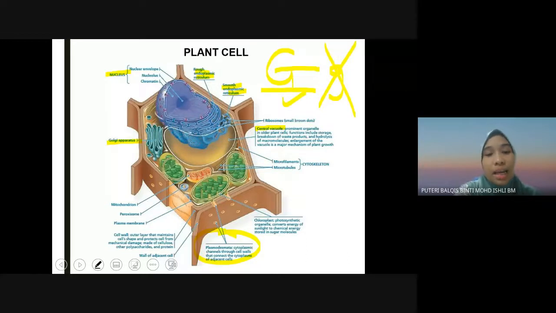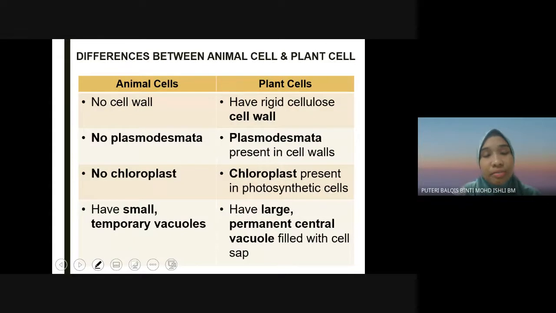Okay. And then we have mitochondria. The plasma membrane, the chloroplast, the cytoskeleton, which is microfilament, microtubules. Okay. So these are the differences between animal cell and plant cell.